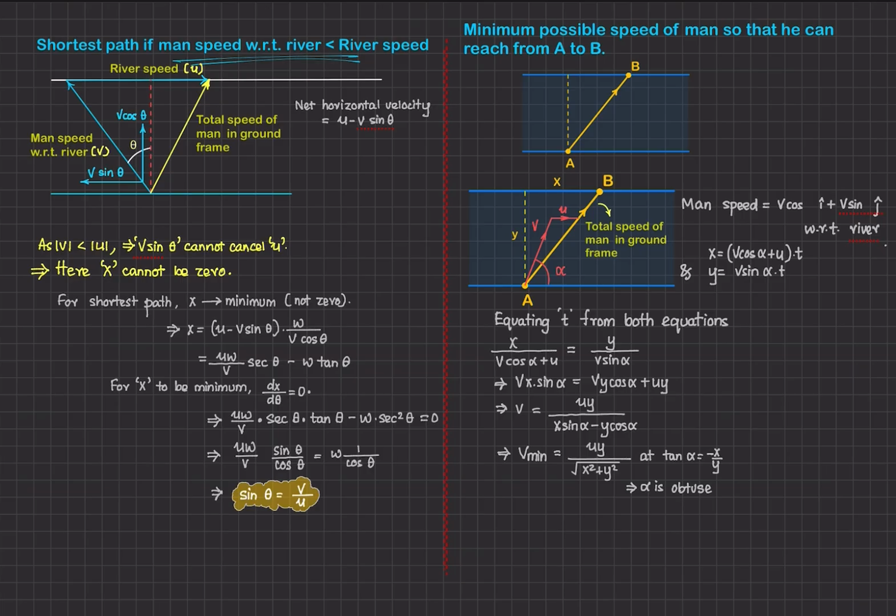So here what we are doing is assuming a random direction, because the man has to actually move in this way. He will try to swim in a certain direction and the river will also carry him.